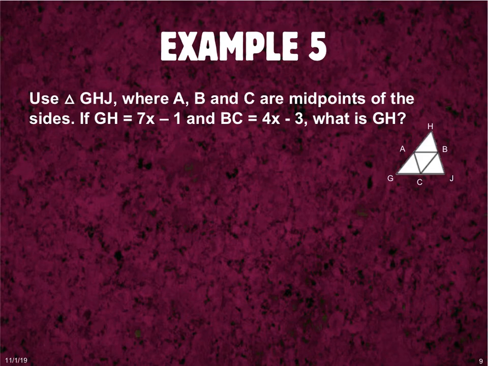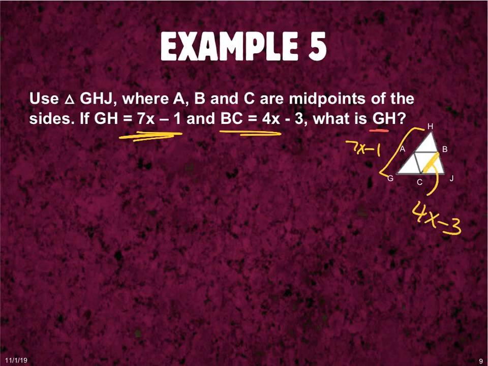It's going to be example 5. So here's my figure. I know it's kind of small, but it wants me to find the length of GH. So this is just using the mid-segment again. But again, we've got expressions. GH is this side, and it told me that GH is 7x minus 1. Then it's also giving me something for its mid-segment, which is BC, and that's going to be 4x minus 3.